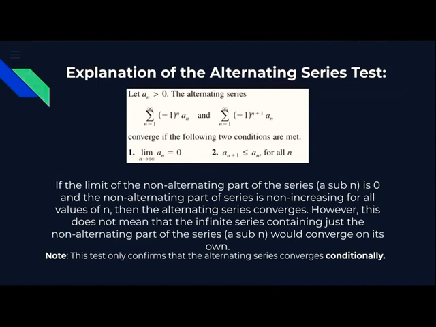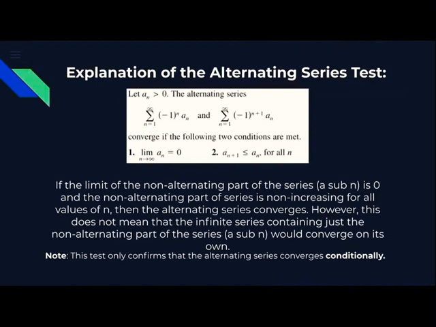So those two types of series converge if the following two conditions are met. So first of all, the limit as n approaches infinity of the non-alternating part of the series must be 0, and the non-alternating part of the series must be non-increasing for all n. So a sub n plus 1 has to be less than or equal to a sub n for all n, which can be proved by either finding a sub n plus 1 and a sub n, or by doing the derivative test to show decreasing.